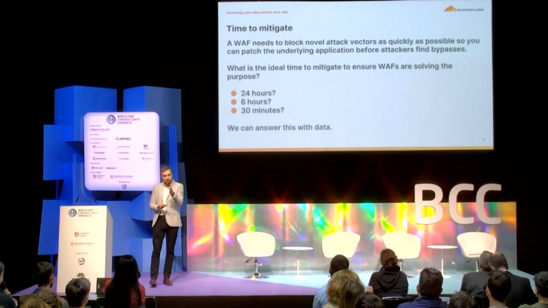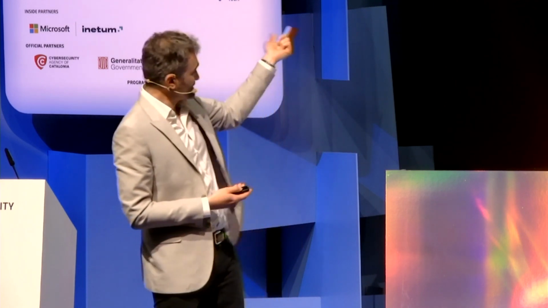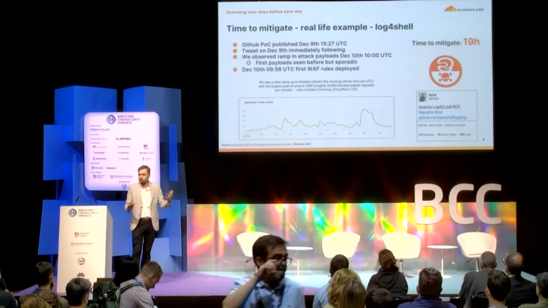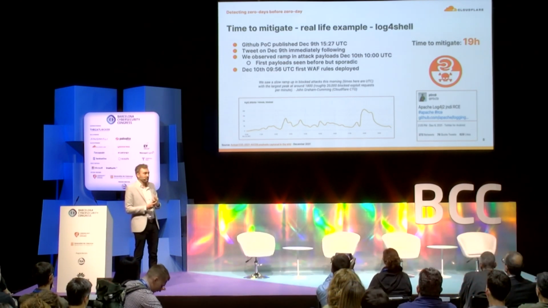So how much should we target? From the moment we have a new CVE, a new attack made public, to the moment we have a new rule, should we target 24 hours, 6 hours, 30 minutes? How long? We can look at the data to try to answer that question. So this is, for example, Log4j. You might be familiar with this. This was one of the biggest vulnerabilities ever discovered and released for the internet.